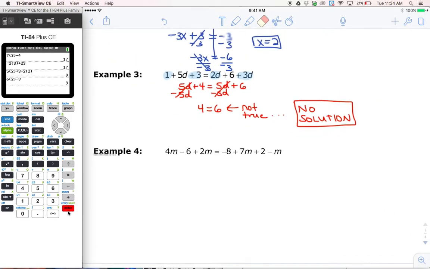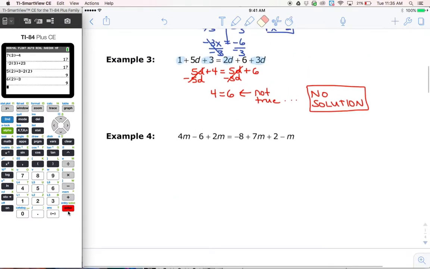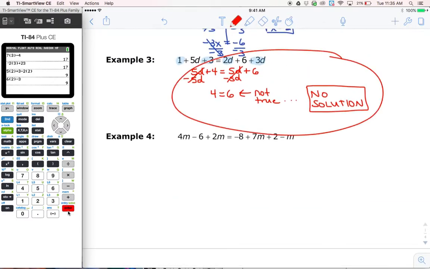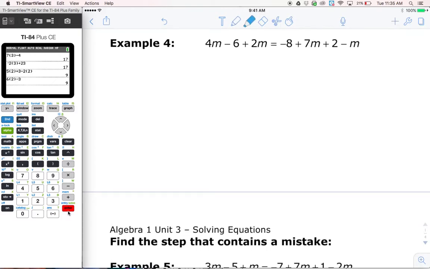All right, let's look at problem 4, last one. By the way, this is not a common occurrence. I just want you to know that it is possible. Example 4. Yeah, this thing is a mess. Let's clean it up. 4m plus 2m is 6m. We still have that minus 6. On the right side, I got 7m minus m, which is just 1m, so we still have 6m. Negative 8 plus 2 is negative 6.